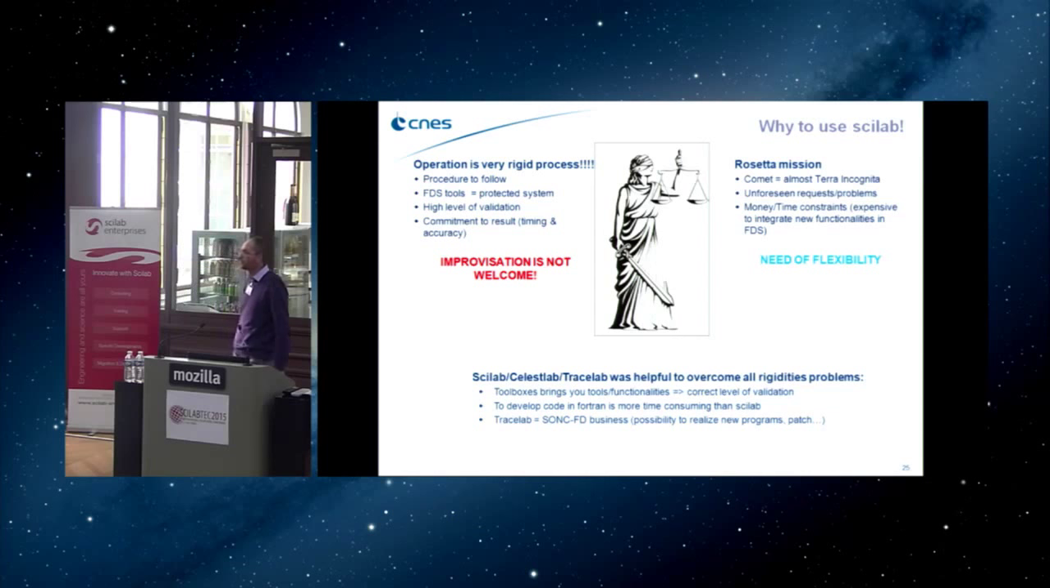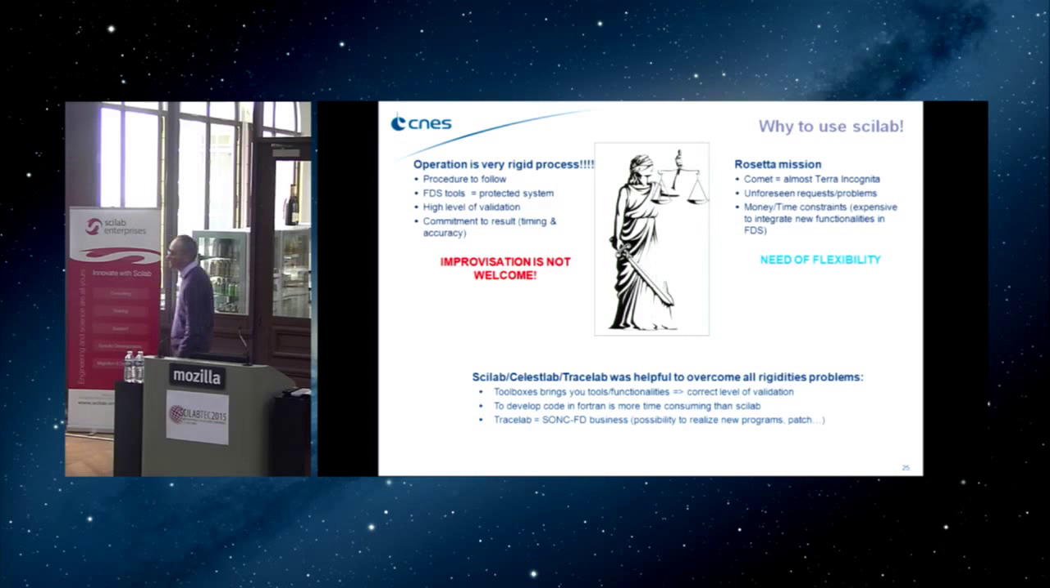I told you that if you have a problem, you need to wait at least 24 hours to maybe have a patch, but even that is not sure. There is a high level of validation because you need to be sure of what you are doing. And you are committed to results, so you need to deliver the results on time and with the expected accuracy. So, for operation, improvisation is not welcome.